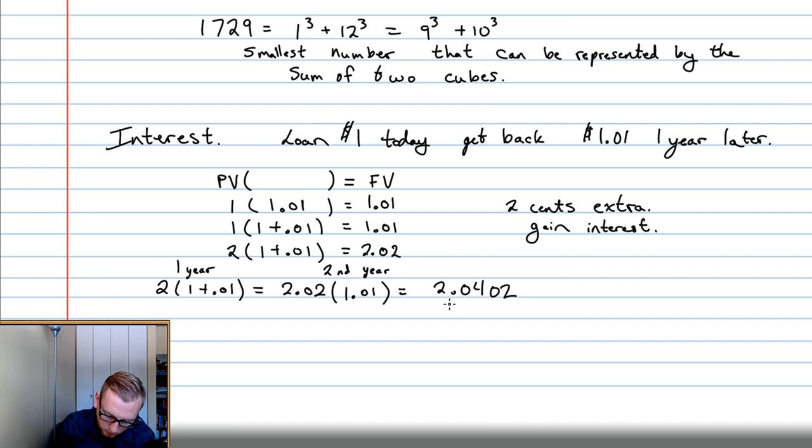Well, what if we keep going? Iterations, more and more interest changes our rate. So what happens if, instead of saying 1 or 2 years, let's say we only want to work with 1 year.